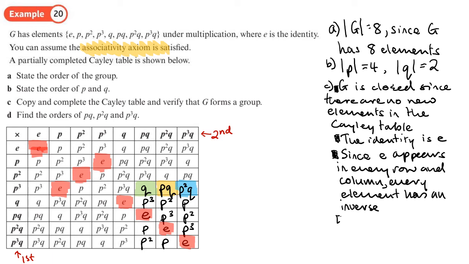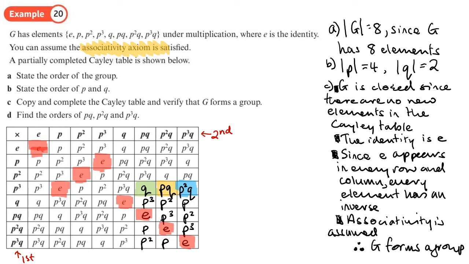and associativity is assumed, isn't it? So we'll just put associativity is assumed, therefore G is a group. G forms a group.